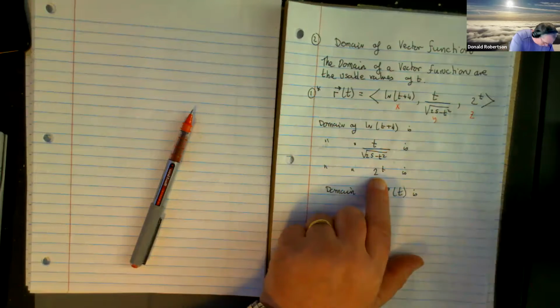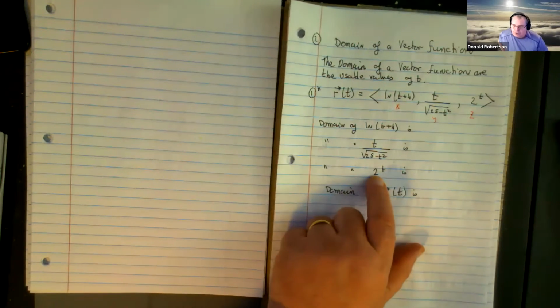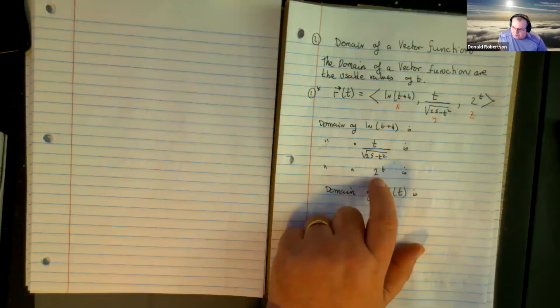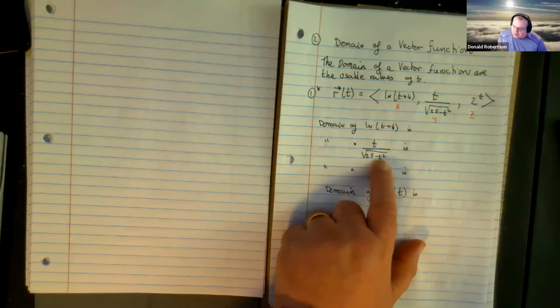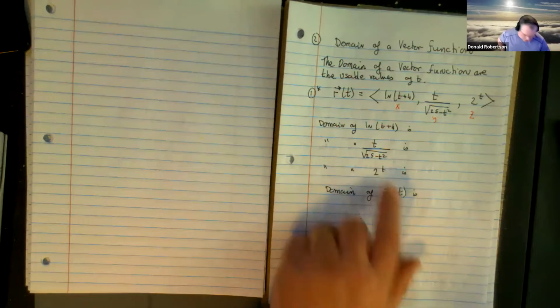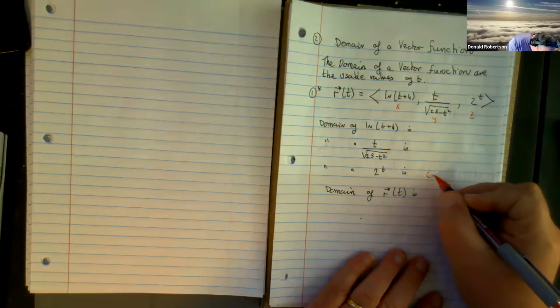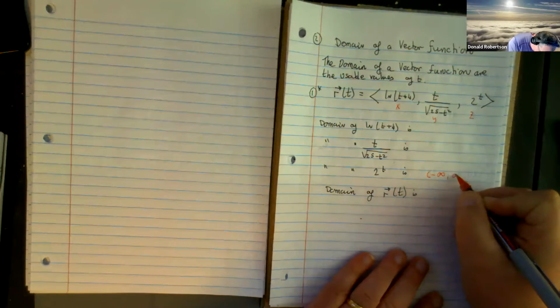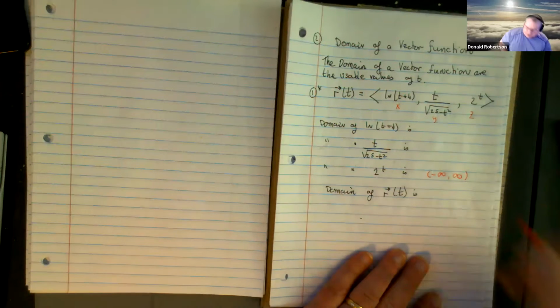So I'm going to just pick one at random. 2 to the power of t. Would you agree you can use any value of t you like and this will exist, right? It will be a number. So in this case, the domain is everything. And the easiest way to do everything using interval notation would be that. So far, so good.